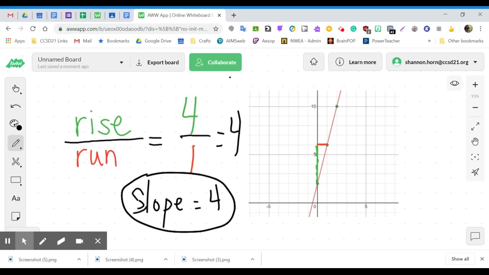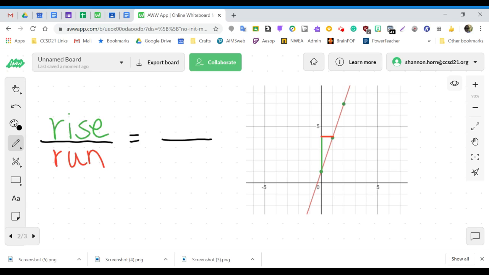Okay, moving on to the next problem. In this one, you'll look and see, again, I've already highlighted it, but if I count my spaces, the green, I'm going 1, 2, 3. So my rise is 3. And then I'm going to the right 1. So my run is 1. 3 divided by 1 is 3. So my slope is 3.